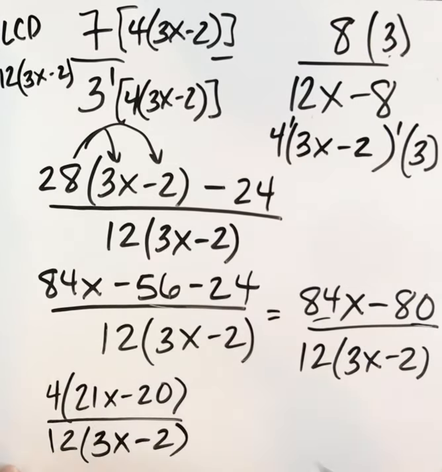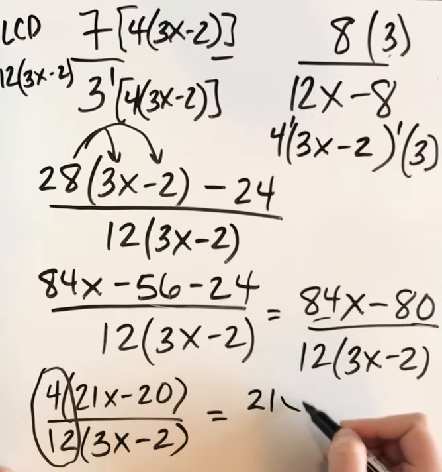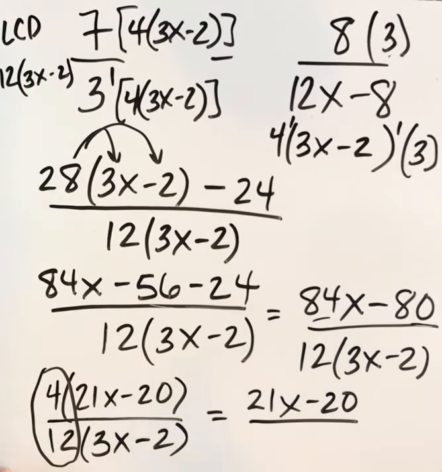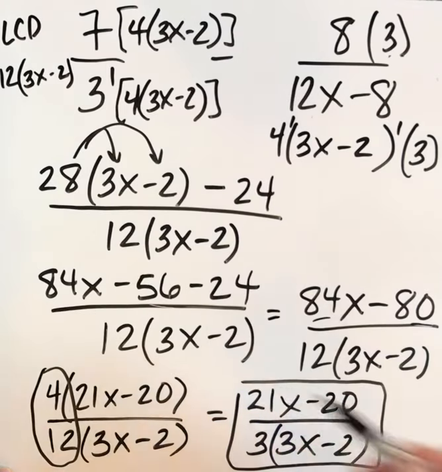And notice what we can do here. 4 over 12 will simplify to 1/3. So there'll be an invisible 1 up front. 1 times the 21x minus 20. We've just got 21x minus 20 over that 12 is going to turn into the 3, 3x minus 2. I hope this helps.